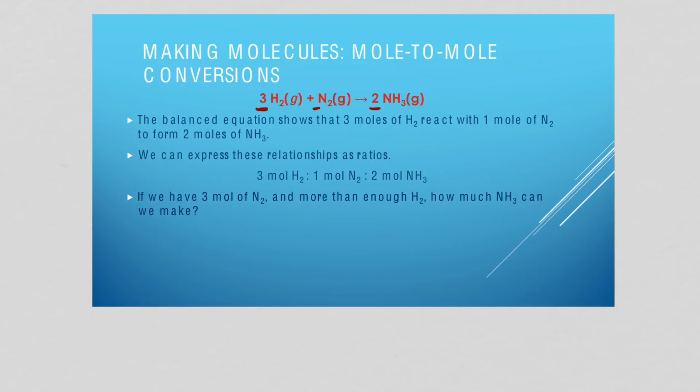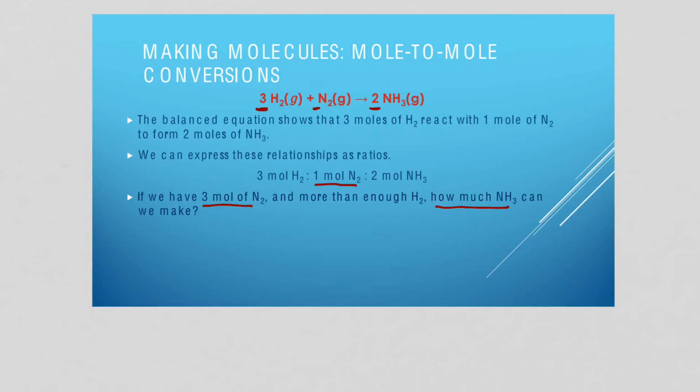So for example, if we have 3 moles of N2, more than enough hydrogen, how much NH3 can I make? Now, it's easy to get distracted here by some extraneous information like more than enough hydrogen. The key is, what do we start with? What do we know a quantity of to begin with? And that's the 3 moles of nitrogen. So we know something about nitrogen. And what we're ultimately after is how much NH3.